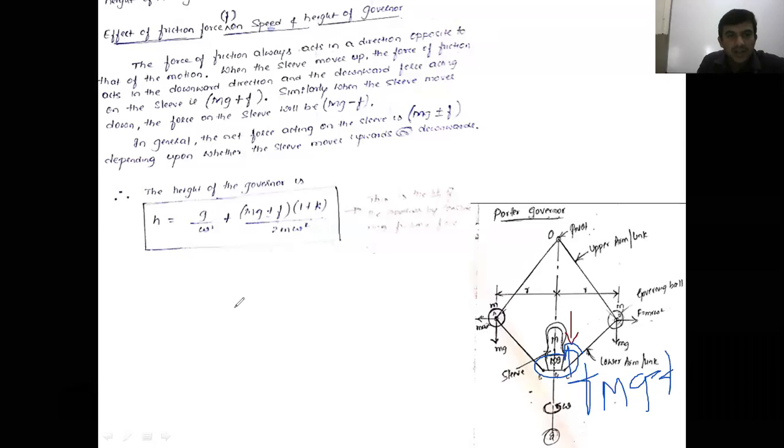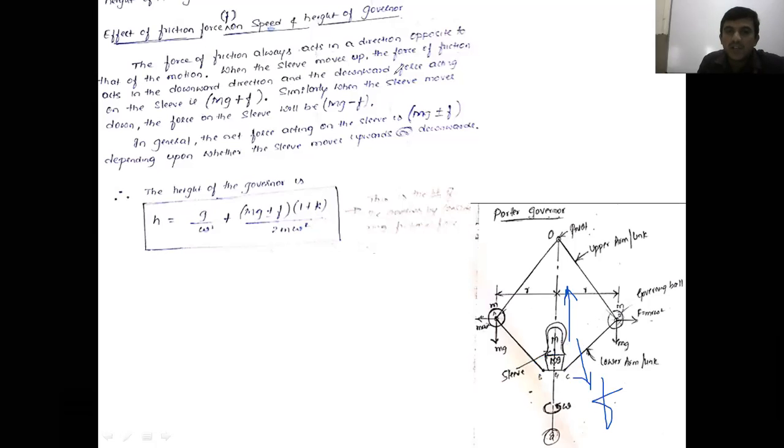Right? That is a statement here. The heading is the effect of frictional force on the speed and height of the governor. The force of friction always acts in a direction opposite to that of motion. When the sleeve moves up, the force of friction acts in the downward direction, right? When the sleeve moves in the upward direction, the frictional force acts downward.